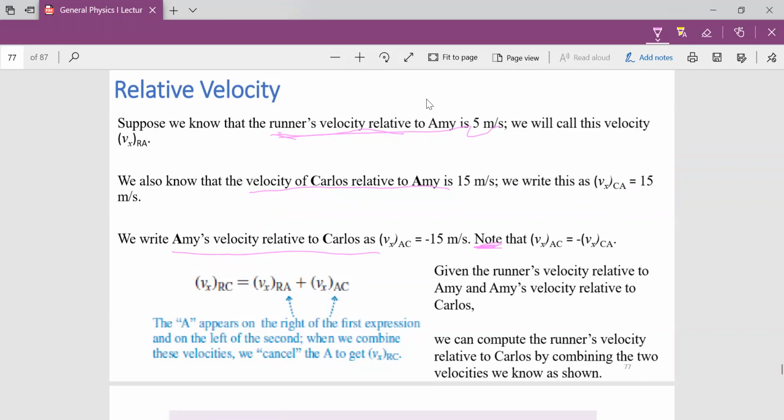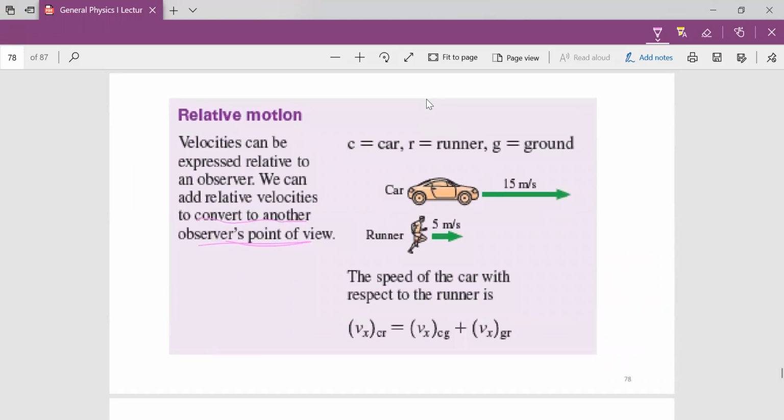We can actually reach an equation that helps us find the velocity in the reference frame that we are looking for. If we have the information for Amy, and we have the information for Carlos, we can get the information for the runner and Carlos. So we have runner and Amy, and Amy and Carlos, and from these two relationships, we can obtain runner and Carlos. Okay, and that is emphasized here also.